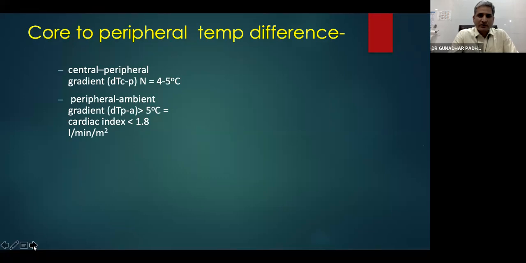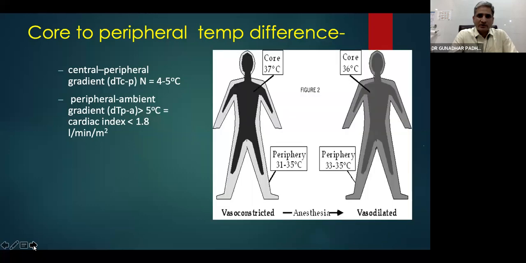When the peripheral to ambient gradient is more than 5 degrees centigrade or less than 2 degrees centigrade, that is something abnormal in that particular patient. So this is something called a vasoconstricted state, where you find the core temperature is more and the peripheral temperature is less, and the gradient basically increases. Just the opposite of the vasodilatory state, where the core temperature is less and the peripheral temperatures are more, and the peripheral to core temperature gradient decreases.